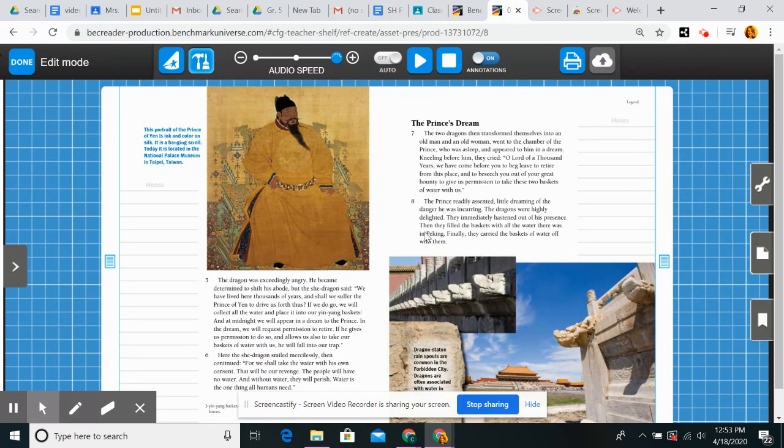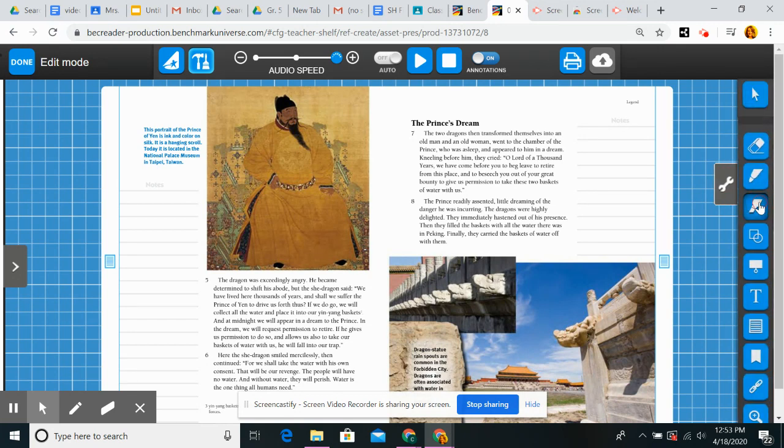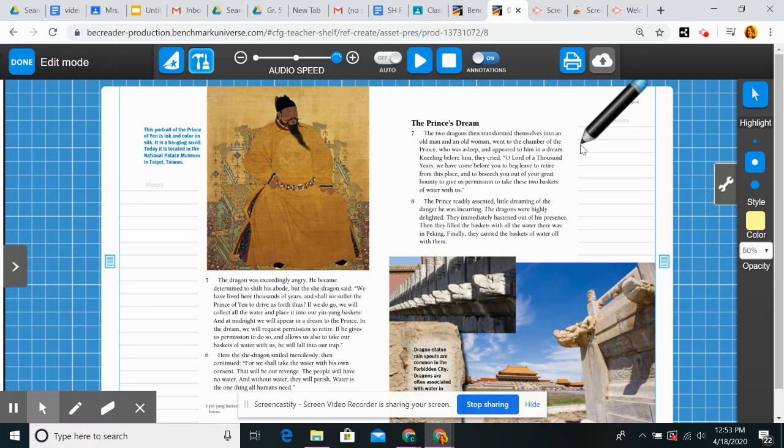Okay, the other must-do you had the other day was to identify some key details in the part of the story called The Prince's Dream. So that's what we're going to do now. It says, the two dragons then transformed themselves into an old man and an old woman. The prince, who was asleep, and it appeared to him in a dream. So clearly he's dreaming and they're coming to him in his dream.